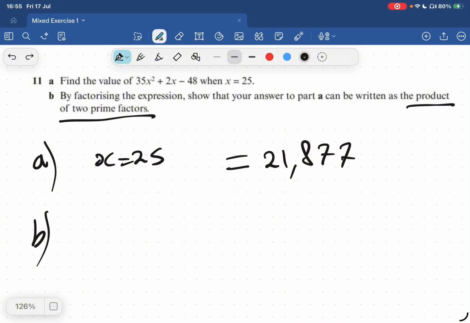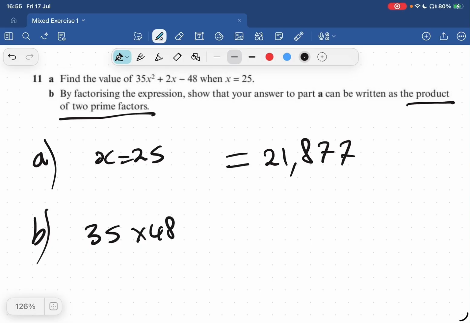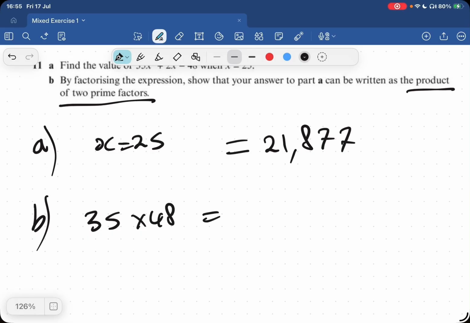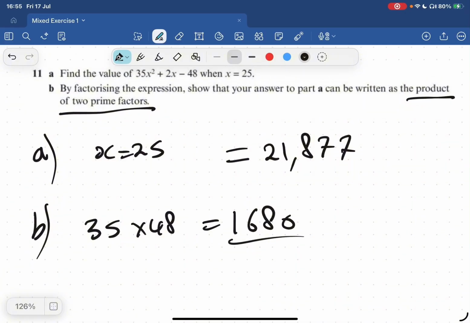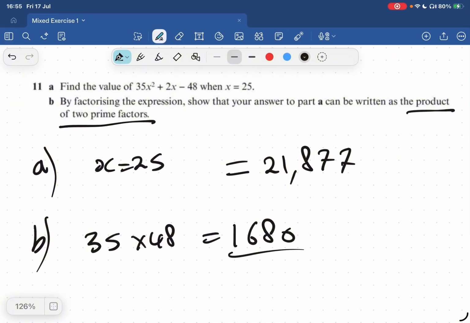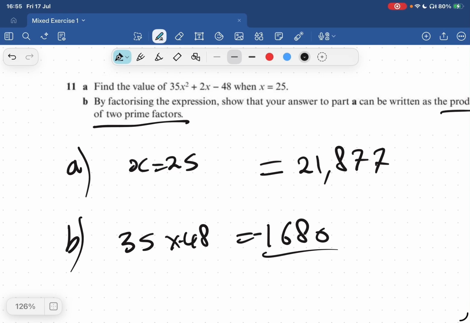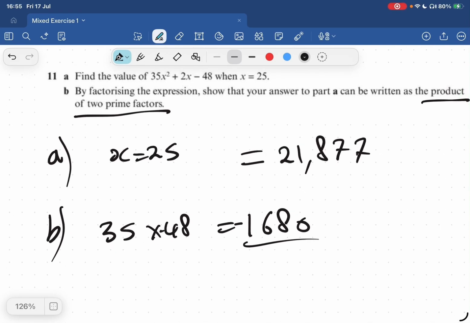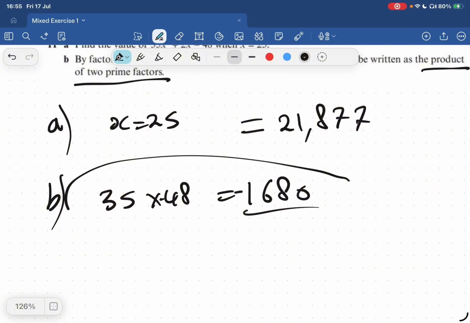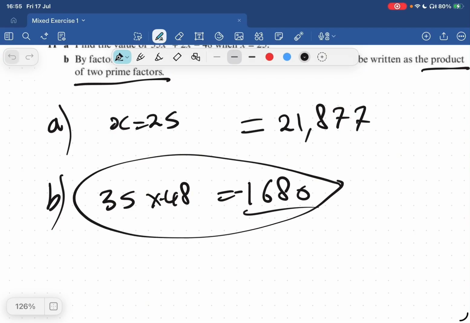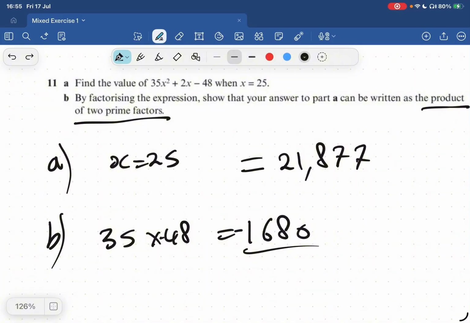So first we need to factorize. As we usually do, we do 35 times 48, and that is 1,680. So we need to find two numbers that multiply together to equal negative 1,680 and add together to equal positive 2. Now this is quite a tricky concept to think about. You need to be smart when you do this. Well, we need numbers that add together to equal positive 2, so they've got to be close together.